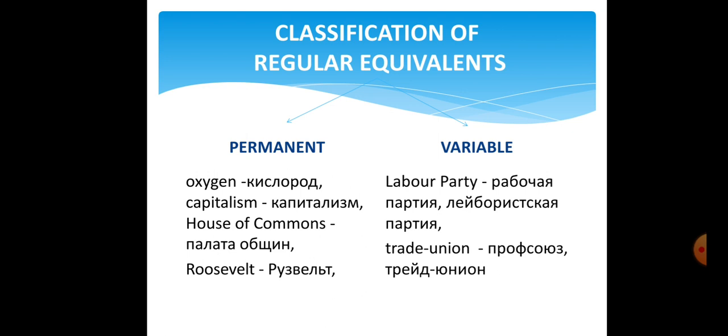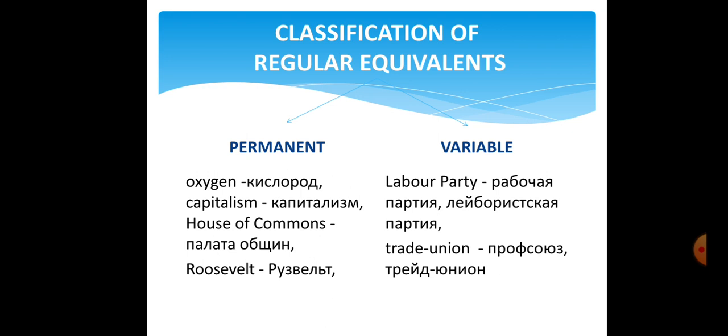According to the first classification, permanent and variable equivalents. Permanent means when the words have one-to-one correspondence. Variable equivalents have one-to-many correspondence. For example, permanent equivalents: oxygen, кислород; capitalism, капитализм; House of Commons, Палата общин; Roosevelt, Рузвельт. Variable equivalents: Labour Party, Рабочая партия, Лейбористская партия; Trade Union, профсоюз, тред-юнион.